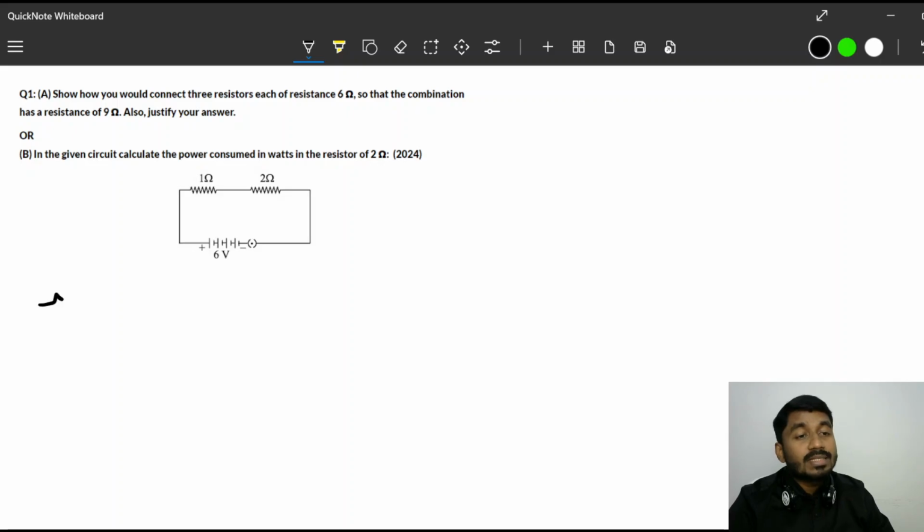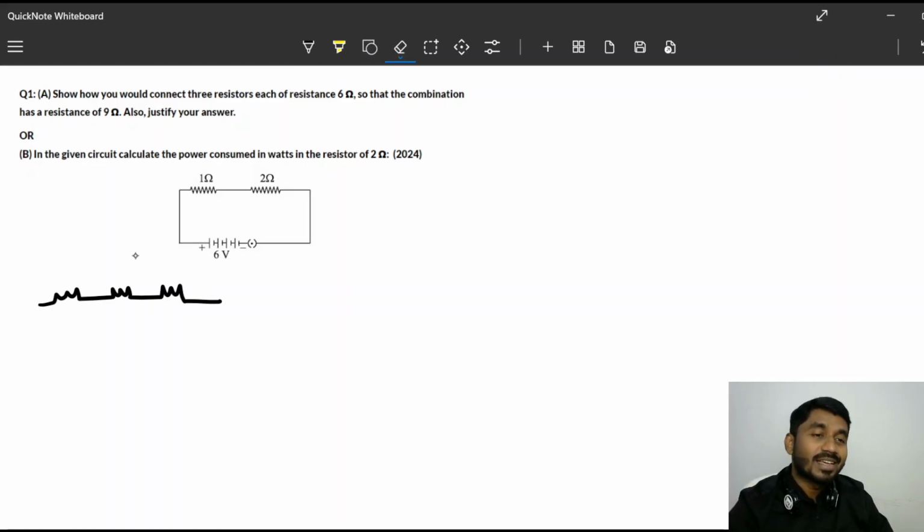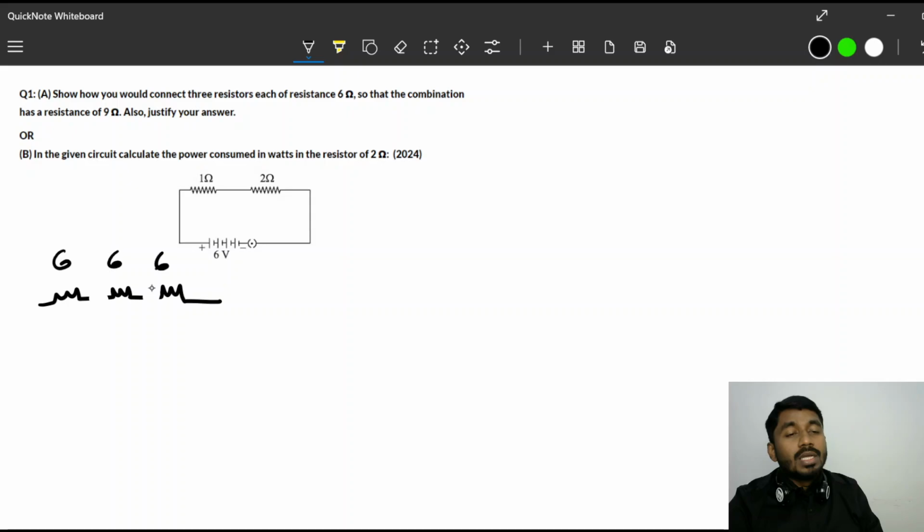So we have 3 resistors, 1, 2, 3. I just connected them in series, don't worry. Okay, I will cut it. One second, small eraser. So we have 3 different resistors, each of resistance 6, 6, 6. I need to get a combination value of 9 ohm at the end. How can we connect these 3 things to get the 9 ohm?